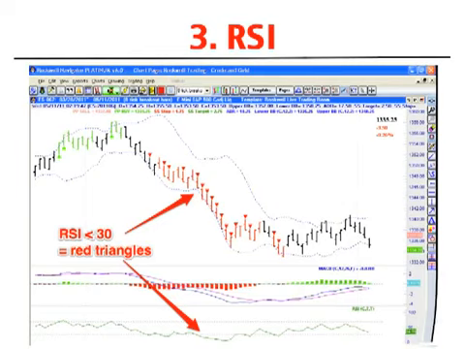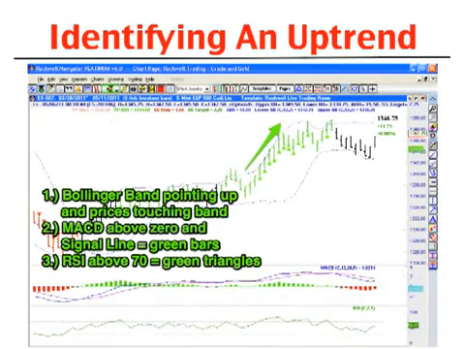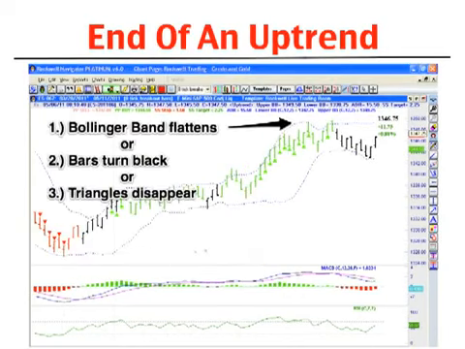So let's summarize these very simple rules. In a strong uptrend, I want to see that first, the upper Bollinger Band is nicely pointing up and prices are touching the upper Bollinger Band. I want to see that the bars are green, meaning that the MACD is above the zero line and above its signal line. And I want to see that the RSI is above 70, meaning that I see green triangles below the bars. And as soon as the triangles disappear, or the upper Bollinger Band flattens, or the bars are turning black, then I know that the uptrend is over.